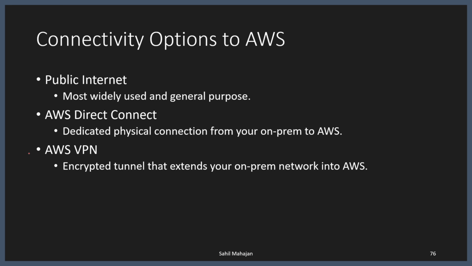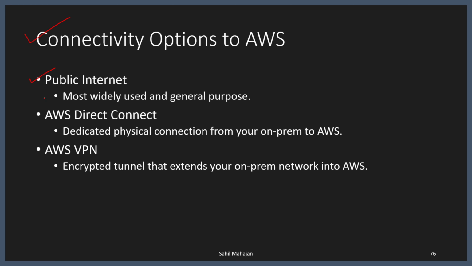And let's move on. Now let's talk about connectivity options to AWS. Now, you know that we spoke about what are the different ways you can interact with AWS. Let's talk about how you can connect to AWS. There are three main connectivity options that you have to AWS.